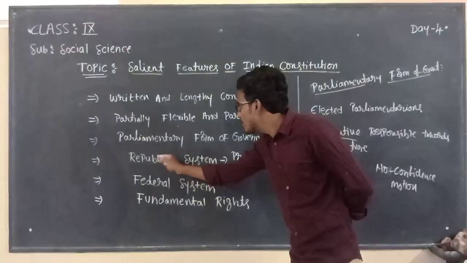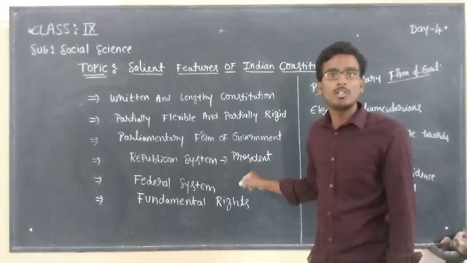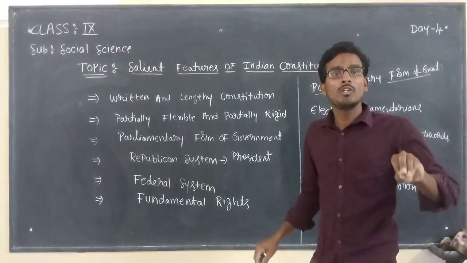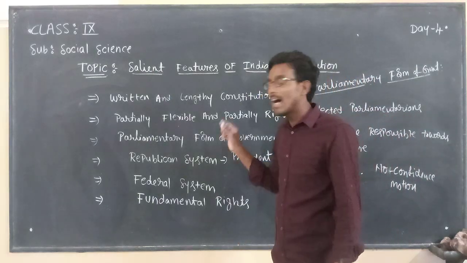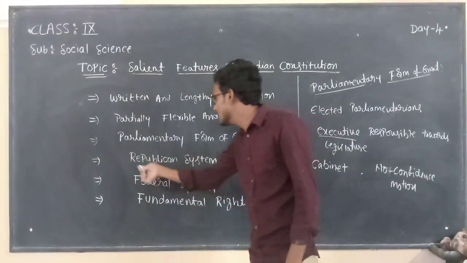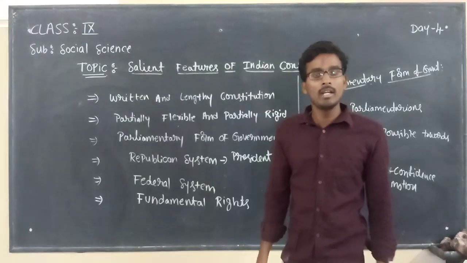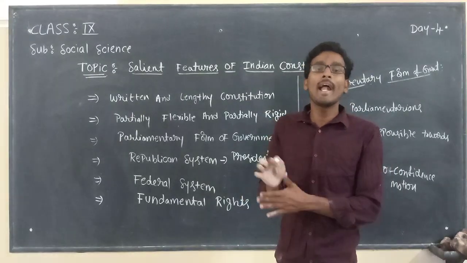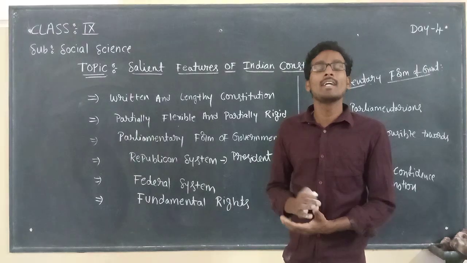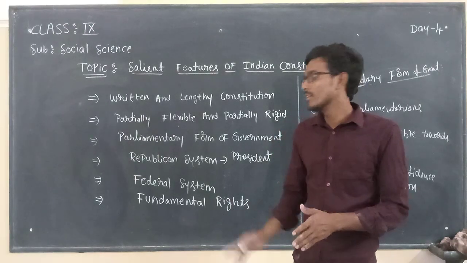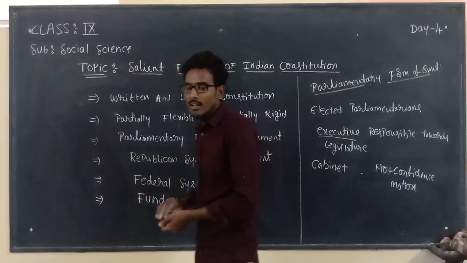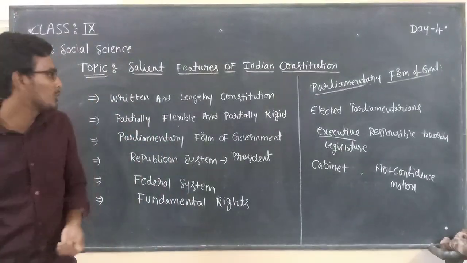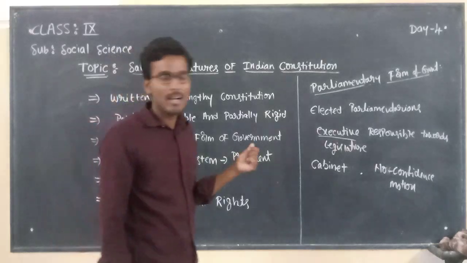So here Republican means the head of our Indian Constitution is elected by the people indirectly. That kind of system is known as Republican system. It means the constitutional head of our country is elected by the people. That is Republican system. So next, the next character of Indian Constitution is that it is a federal system.